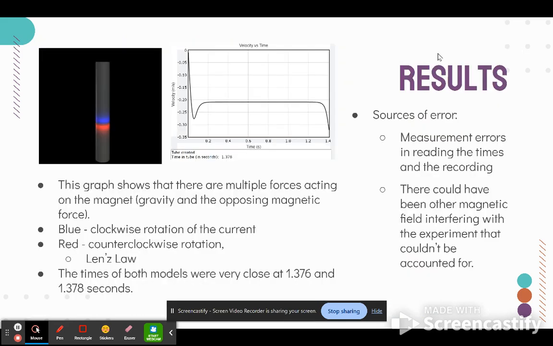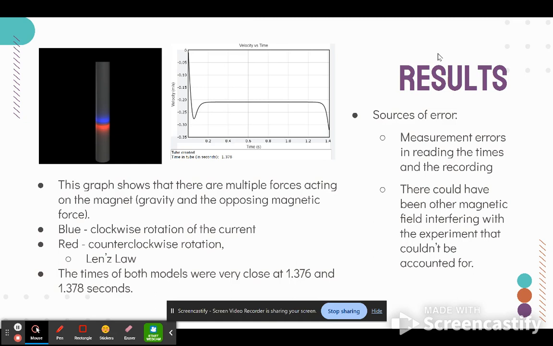So here are the results of the Python code. I got a graph which plots velocity of the magnet against time, and we see in the output that the time it takes for the magnet to fall was 1.378 seconds. This graph shows us that there are multiple forces acting on the magnet, which in this case are gravity and the opposing magnetic force. In the top left, the blue coloration of the tube represents clockwise rotation of the current, while the red is counterclockwise rotation. This is produced because of Lenz's law, which again states that the magnetic field produced by induced currents opposes changes in flux.